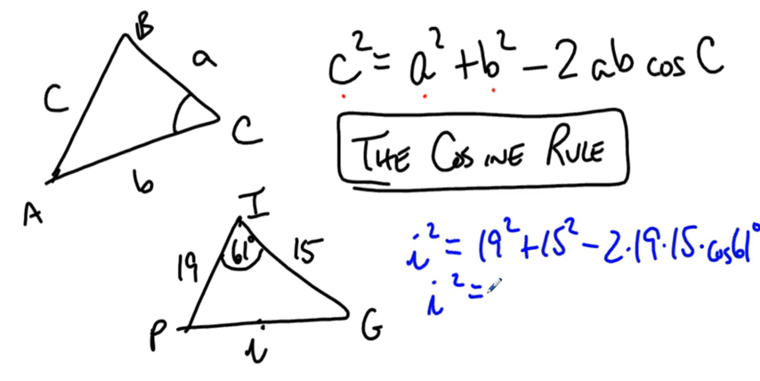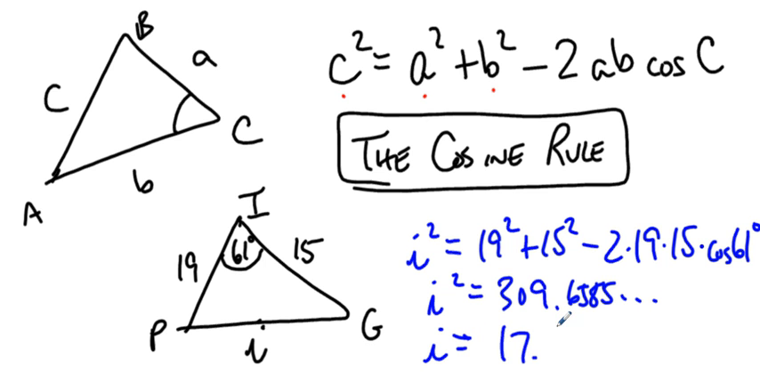So the first thing you want to show the person who's grading your paper is that you know how to crunch the numbers in this scenario, and your calculator will again be very helpful to you. That's 309.6585 and change. So then we take the square root of that, and we get 17.6 to three significant figures.